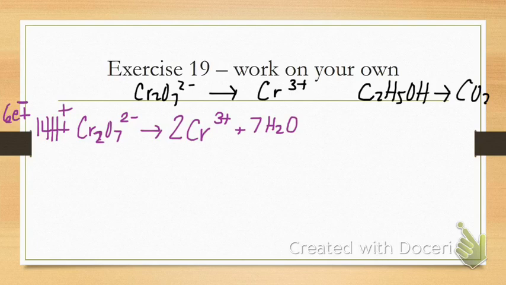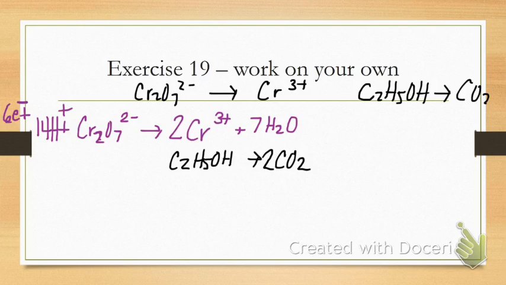Okay? So now we'll do the other half reaction. So we're going to do C2H5OH, which is ethanol, going to CO2. So what do I need to balance first? Probably the carbon, yeah. Okay, so now I have 2 carbon on both sides, so I'm good to go there on the carbon.